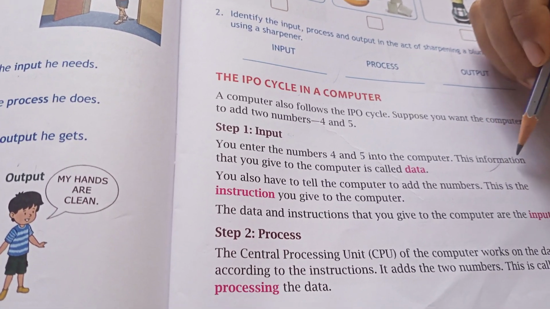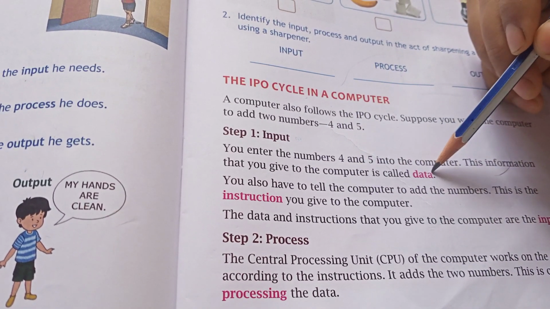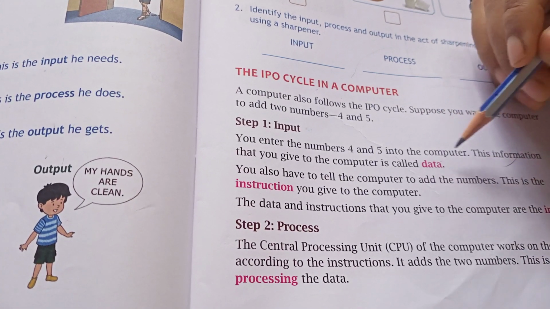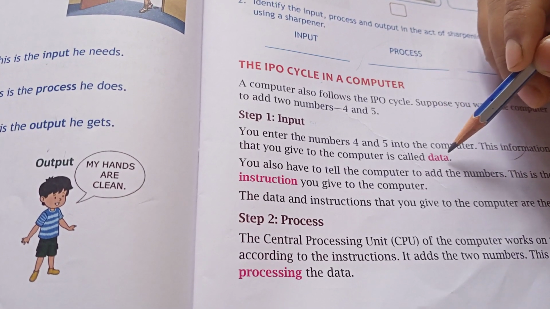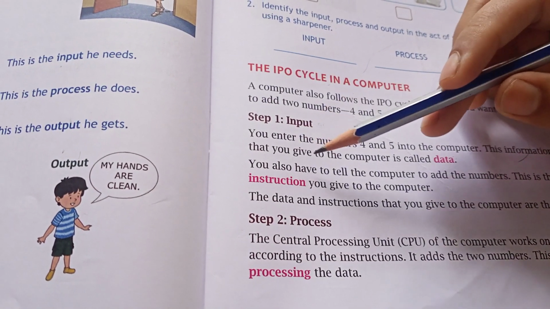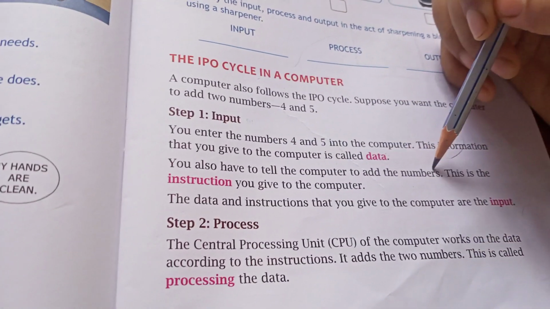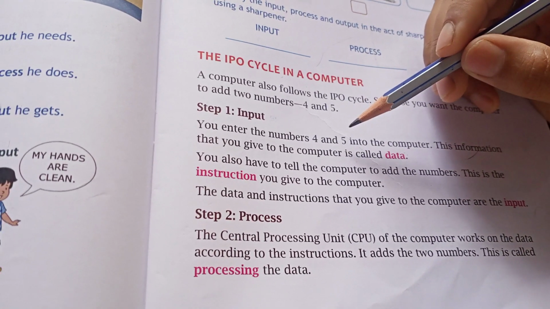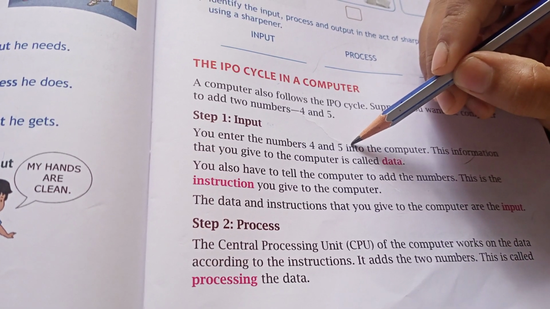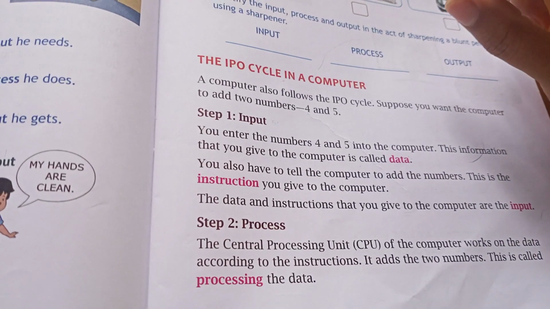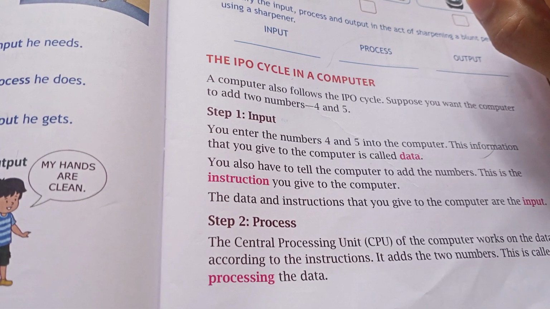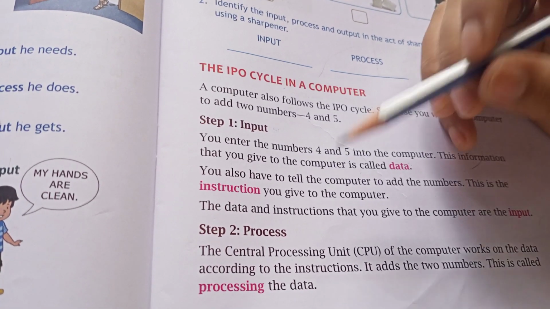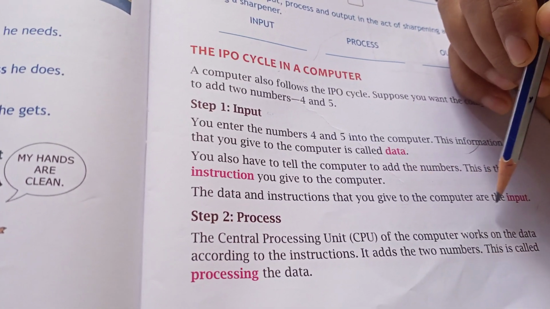The information you give to the computer is called data. The numbers 4 and 5 that you entered are the information, called data. You also have to tell the computer to add the numbers. This is the instruction you give to the computer. After entering 4 and 5, you click on the plus sign, the addition sign. This is called the instruction, and the data and the instructions that you give to the computer are called input.